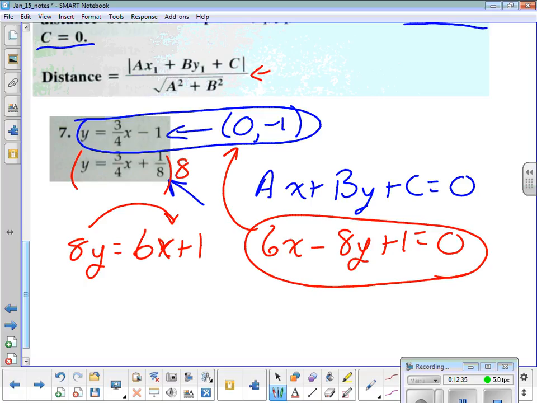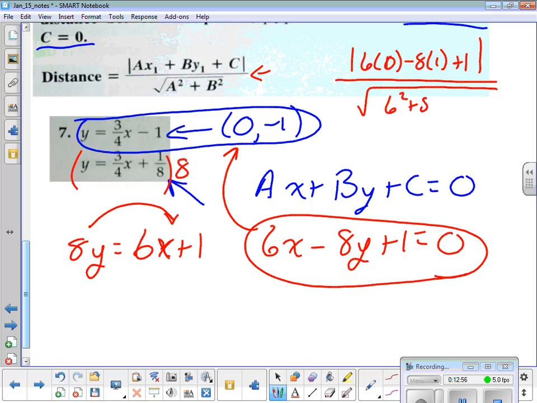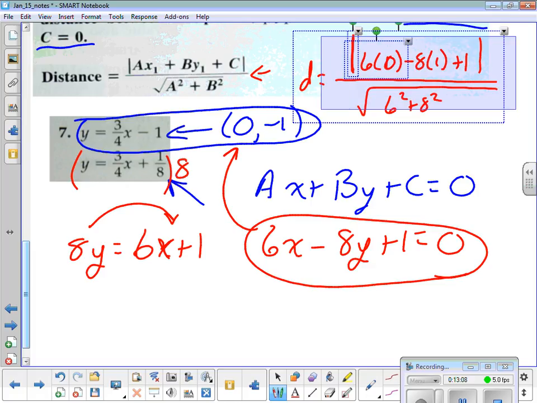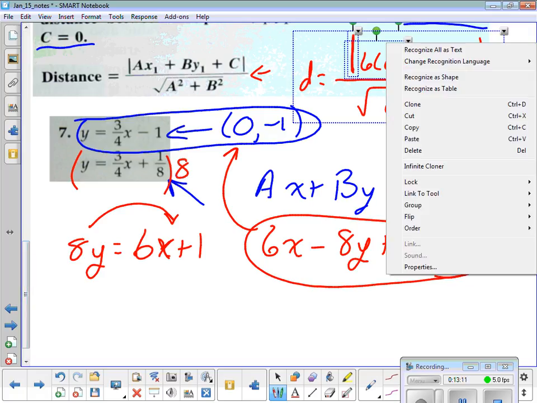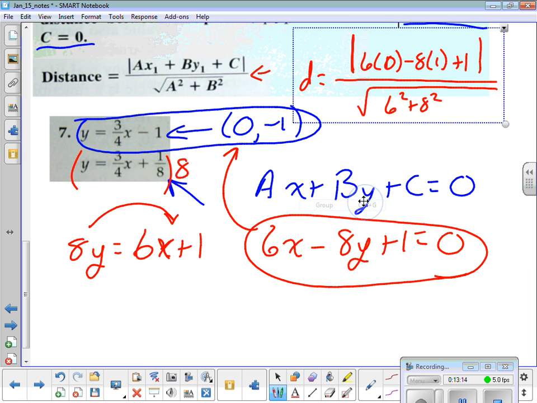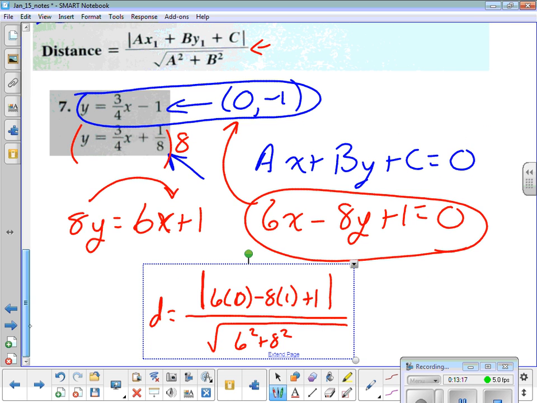So it says to take the absolute value of 6 times 1 times 0 plus, or minus, because it's a minus down here, minus 8 times 1 plus 1, that's all an absolute value, all over the square root of 6 squared plus 8 squared. So my distance between my two parallel lines is sitting right there. Well, 6 times 0, I'm just going to grab that stuff now, and I'm going to group it, and I'm going to move it down here. So now we can do the math.